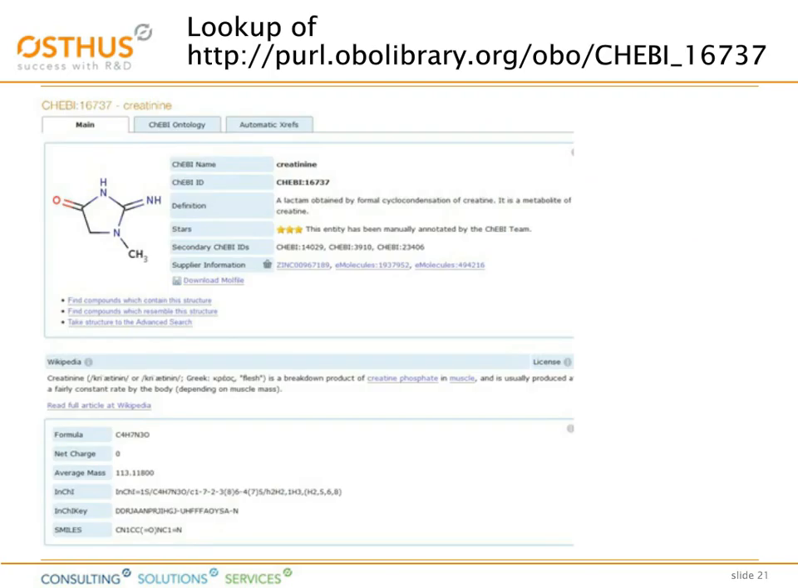So, for example, a lookup of the URL for creatinine can give you additional information about that. So, for example, here you see what initially was presented in form of triples. Here you see it as a web page that has the creatinine, the name, an image for the chemical structure, the formula, or other notations.